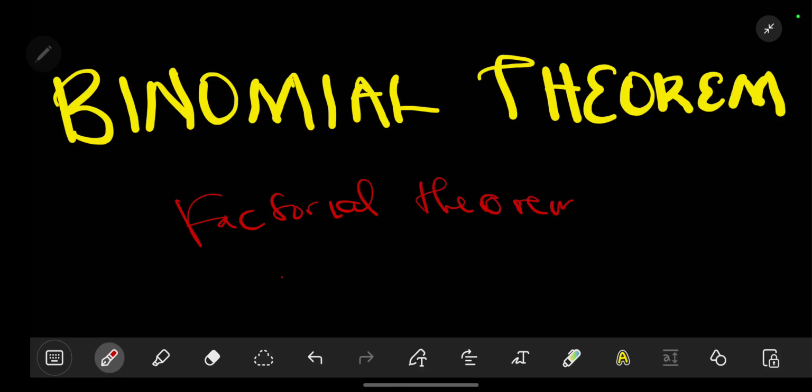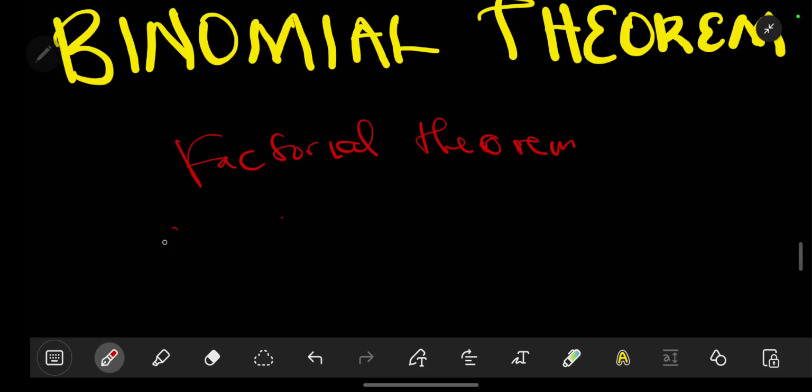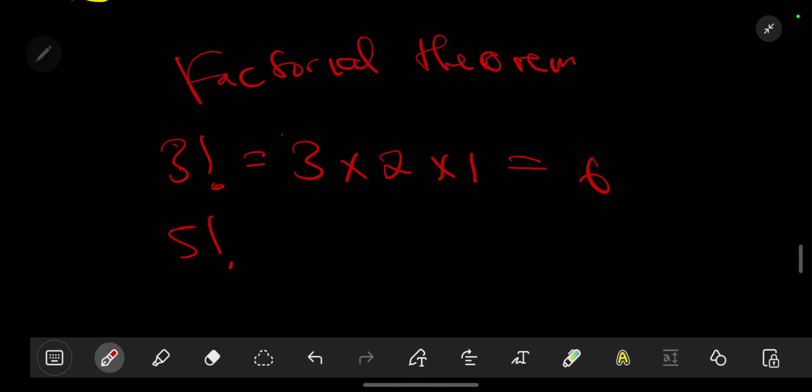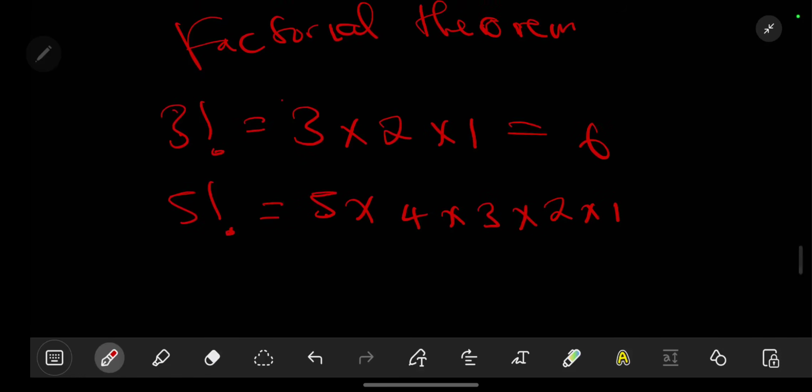So for example, the factorial theorem states that if you have 3 factorial, it means you're multiplying the same number 3 going until you reach 1. So it will be 3 times 2 times 1, which will be equal to 6. If you have 5 factorial, which should be equal to 120 if I'm not mistaken, we are going to have 5 times 4 times 3 times 2 times 1, like that.